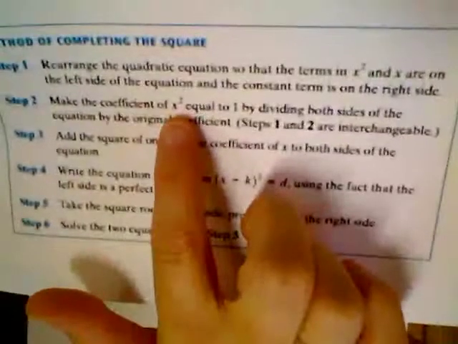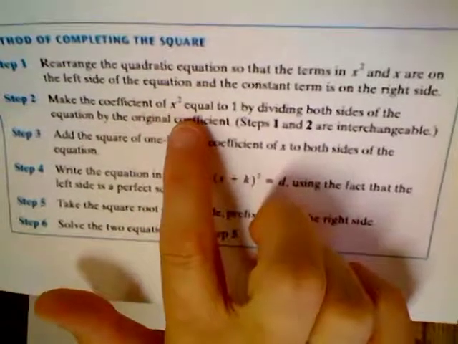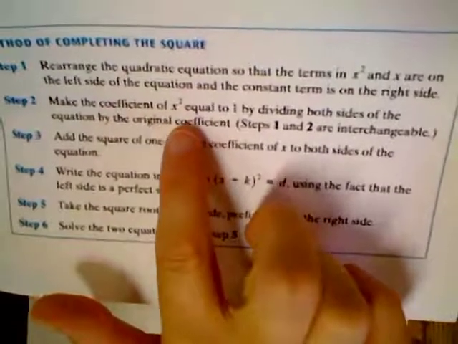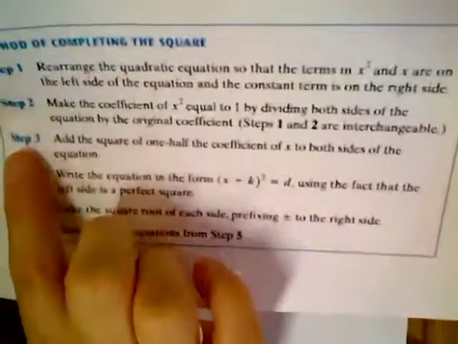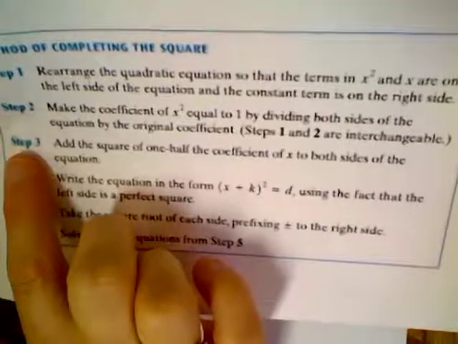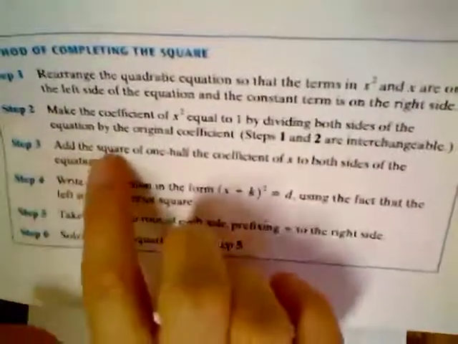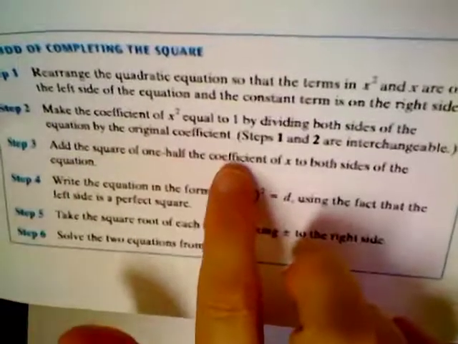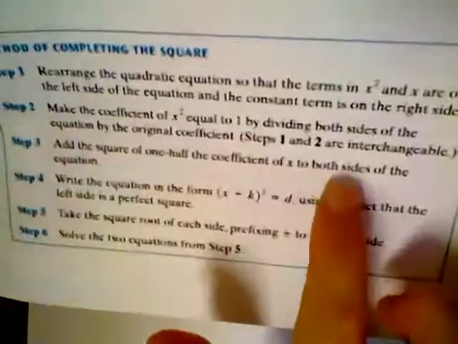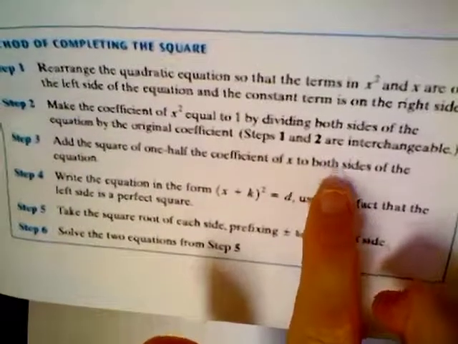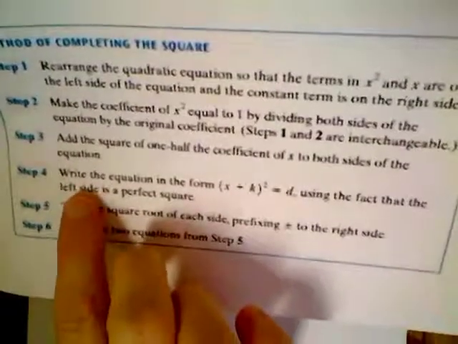If the leading coefficient isn't 1, then make the coefficient of x squared equal to 1 by dividing both sides of the equation by the original coefficient. Now here's step 3. The convenient number we're going to add to both sides is the square of 1/2 the coefficient of x. So step 3 is kind of the magic, where it feels like you're pulling a number out of thin air, but it's really a convenient number.